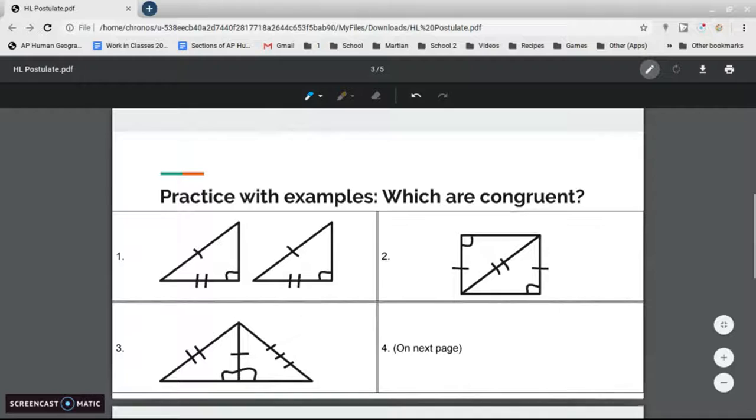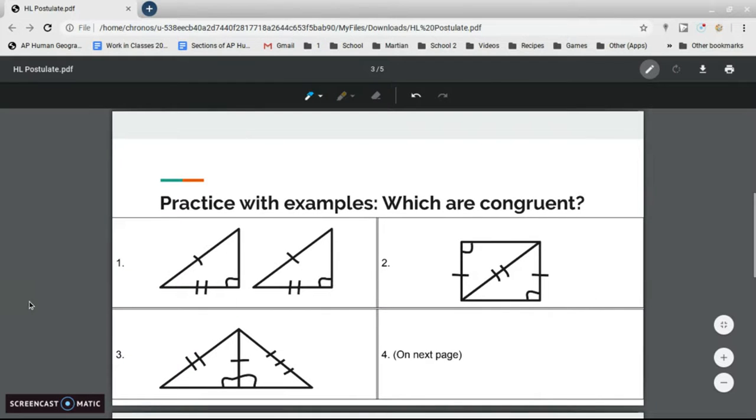Alright, here's practice. Which are congruent? So let's try to figure out if, by looking at these triangles, they are congruent. Alright, number one. We see right triangles. Then we need congruent hypotenuses. Right there, yes, they are. And then also legs. So yes, these are congruent in number one.